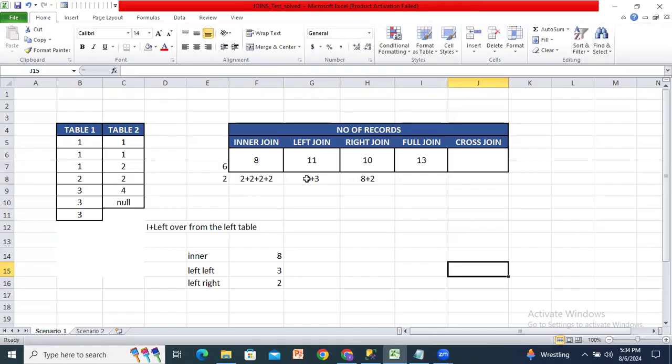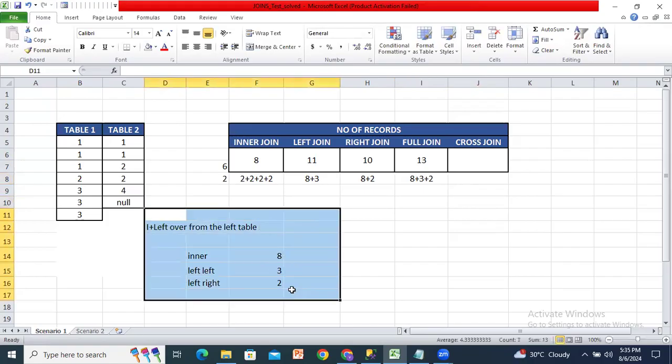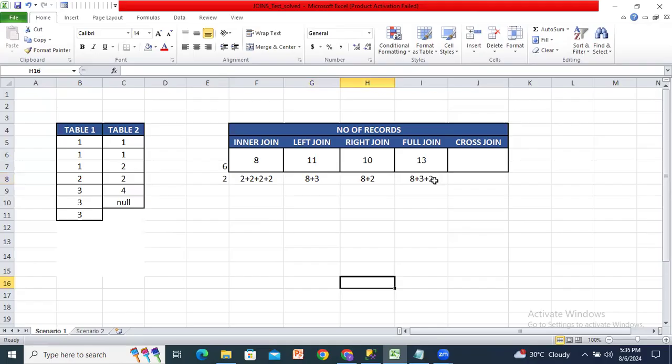Or else here also we know 8 plus 3, 3 records leftover, and 8 plus 2, 2 records leftover. So 2 plus 3 is 5, plus 8 for the inner join, 13 records. So 8 plus 3 plus 2 is how the full join covers 13 records.